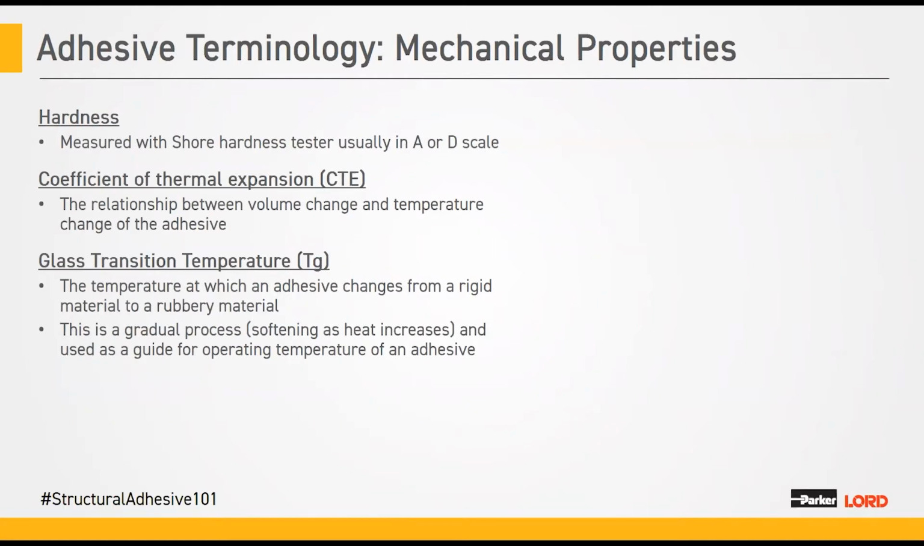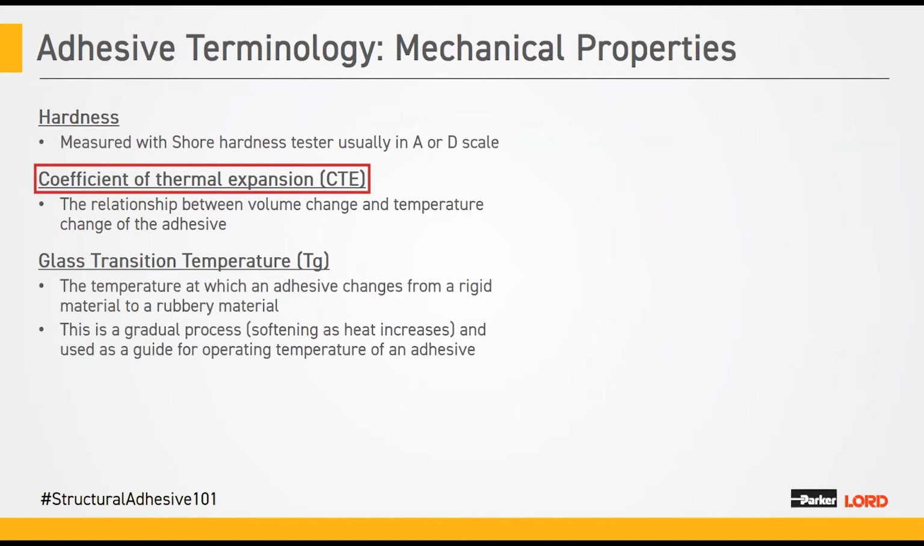A few more mechanical properties just to discuss. Hardness is how strongly a material resists indentation. It's typically measured with a Shore hardness tester, and it may either be on an A or D scale. The A scale being a softer scale, the D scale being a harder scale.